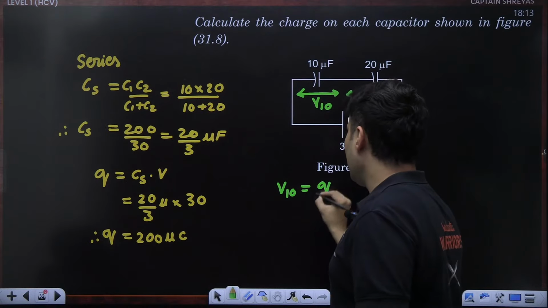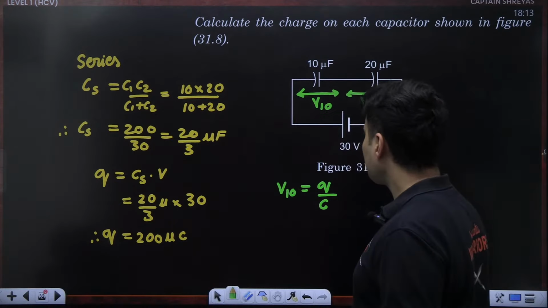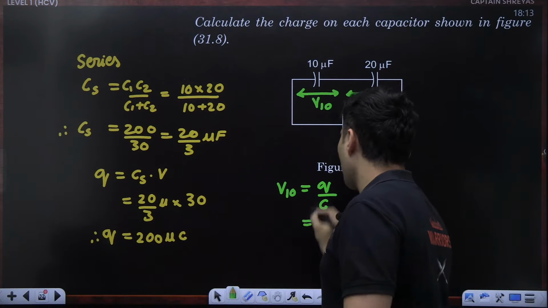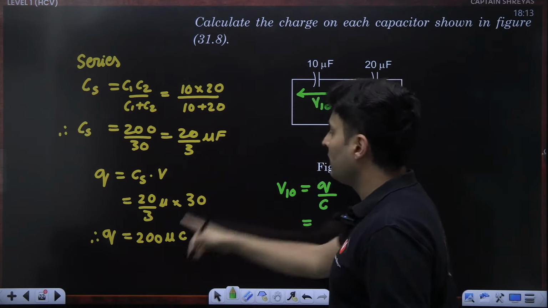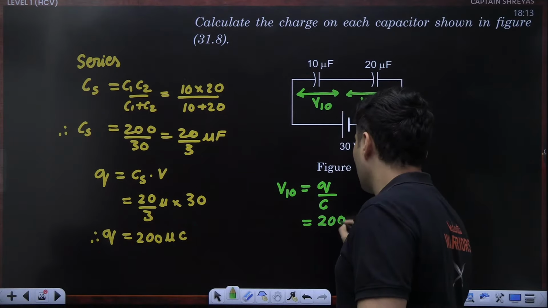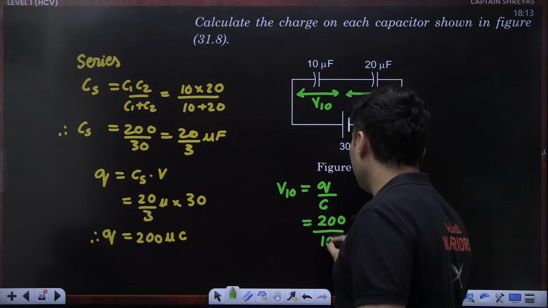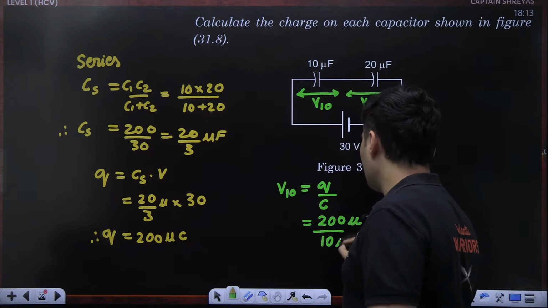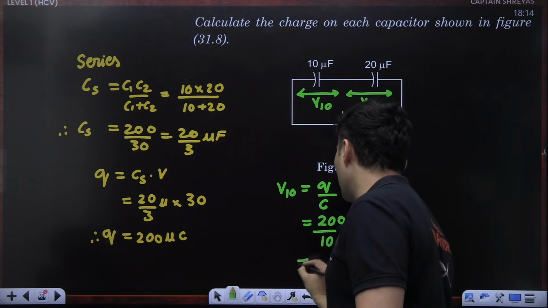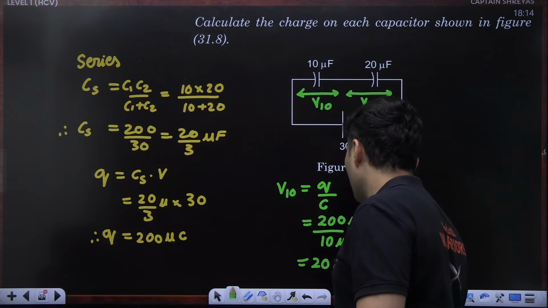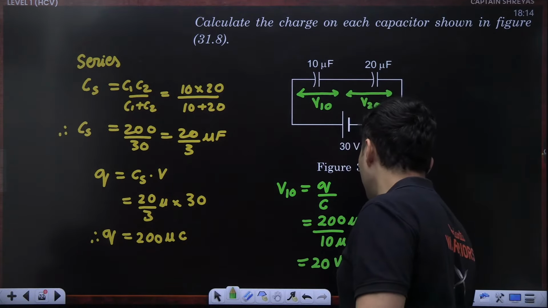Voltage is basically Q by C. What is the charge? The charge on each of them is 200 microcoulomb and capacitance is 10 microfarad. Micro cancels, 0, 0 cancels. So it will be 20 volts.